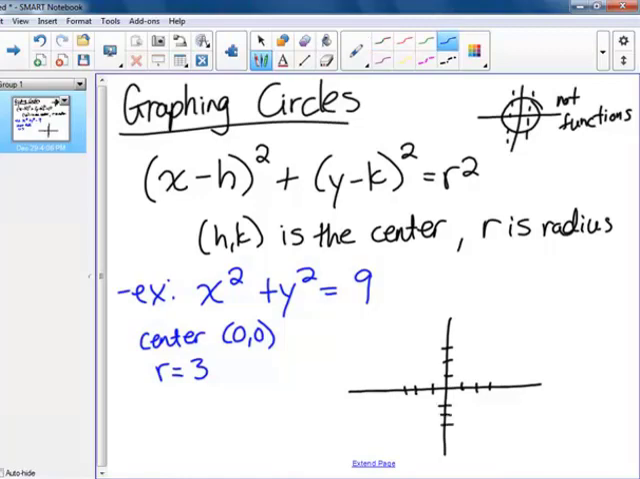Now the center isn't actually a point, it's just where we're going 3 from. So if we go 3 to the right, 3 up, 3 to the left, 3 down, that should be able to help me sketch in a circle with a radius of 3. It should be a circle. I'm not the best at these.